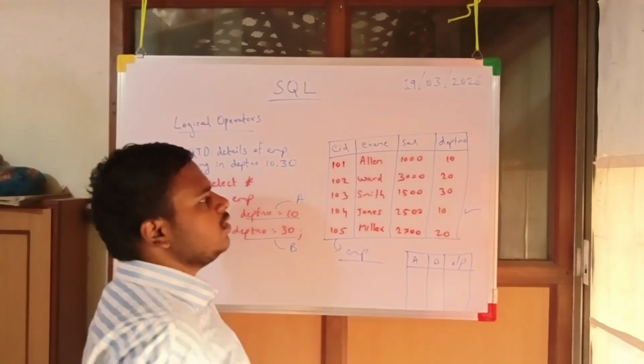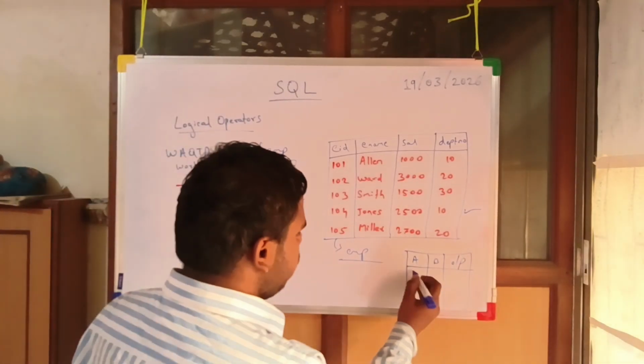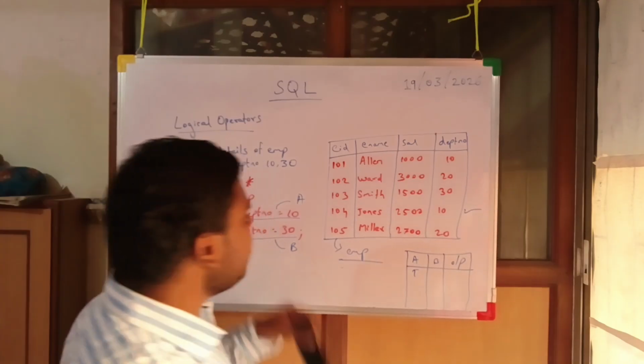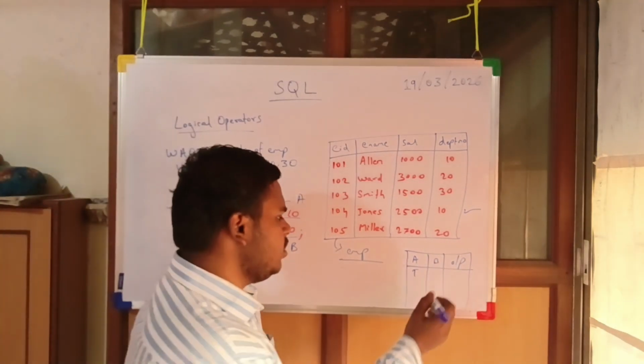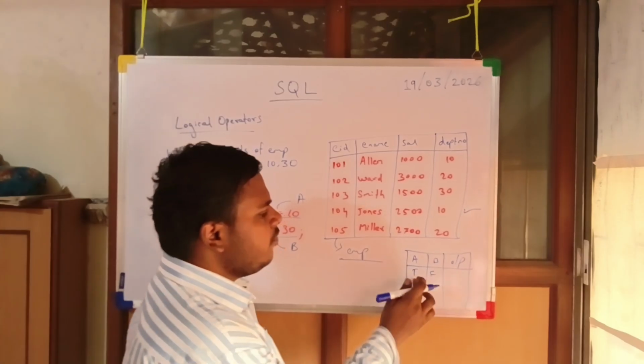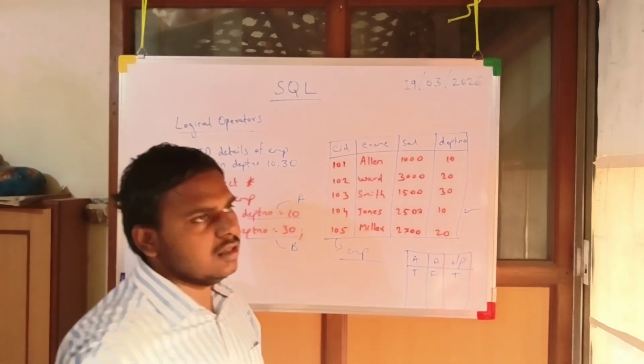In the first record it will check department number 10. 10 equal to 10, yes, the first condition is satisfied, true. And department number equal to 30? 10 equal to 30, no. The second condition is false. But here any one condition satisfying is enough to get the result. So this first record will get selected.